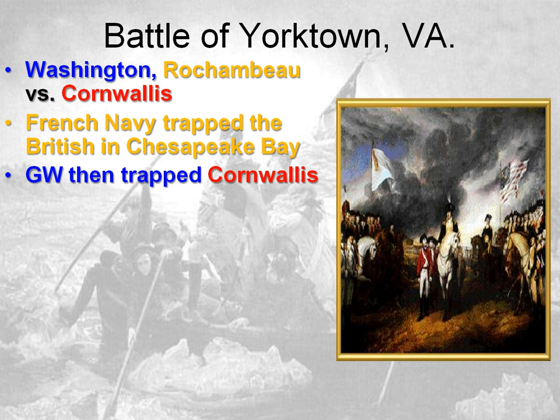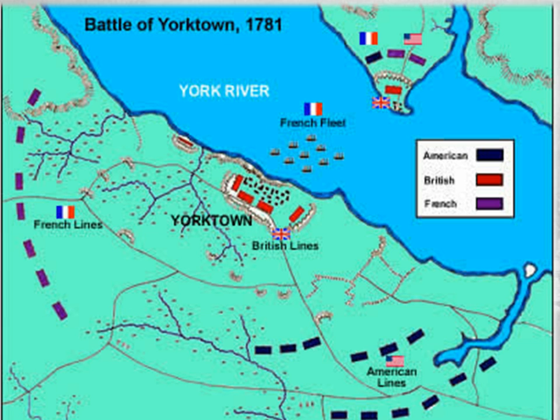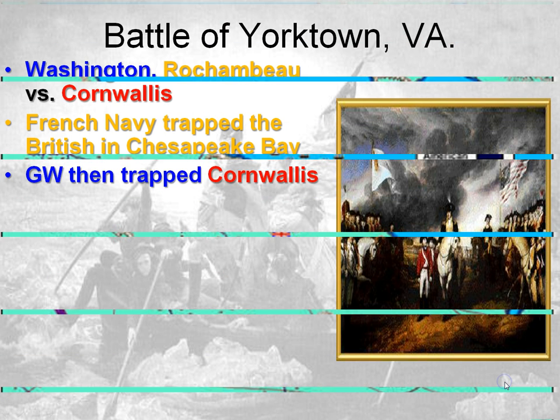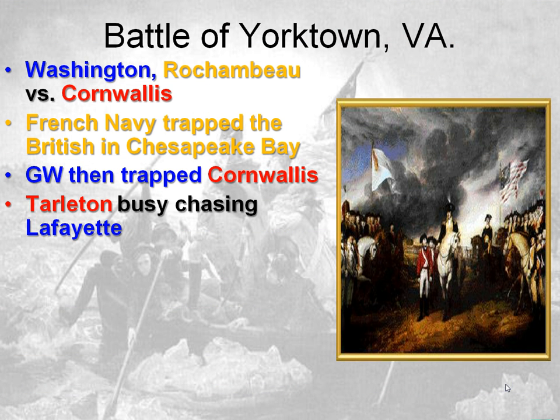And so therefore George Washington's able to trap Cornwallis. This is kind of what it looked like. You have Cornwallis trapped in here, the French fleet out here, French lines over here, and then the Americans. And basically from this vantage point, the Americans are able to lay siege to the city.